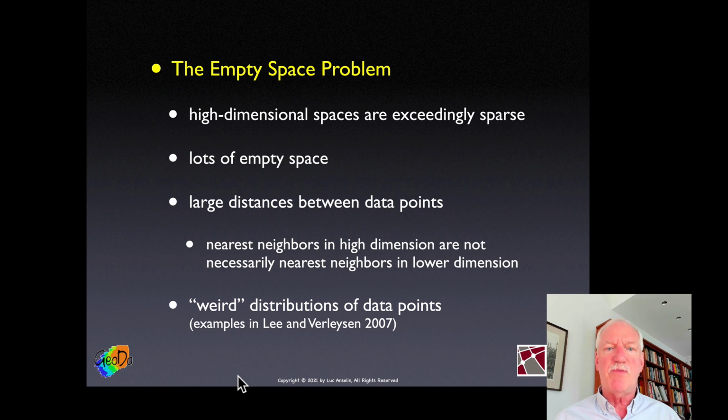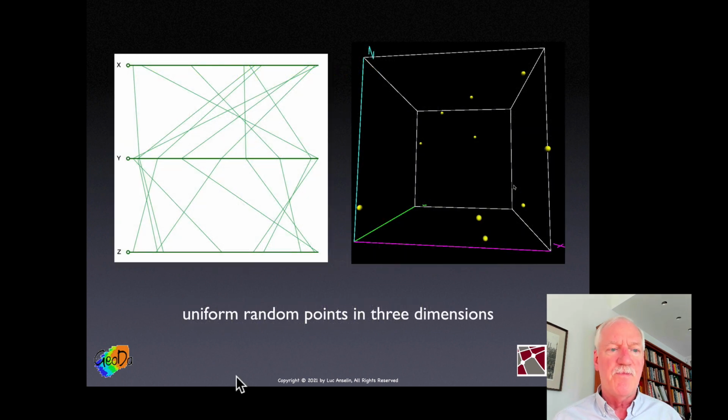So the empty space problem, to illustrate this very simply, here we have some randomly uniform generated data points in 1 dimension, and we do this 3 times. These points are relatively close together, but then if you consider them in the 3-dimensional data cube, you have all this empty space in between. That is an illustration of what we call the empty space problem.